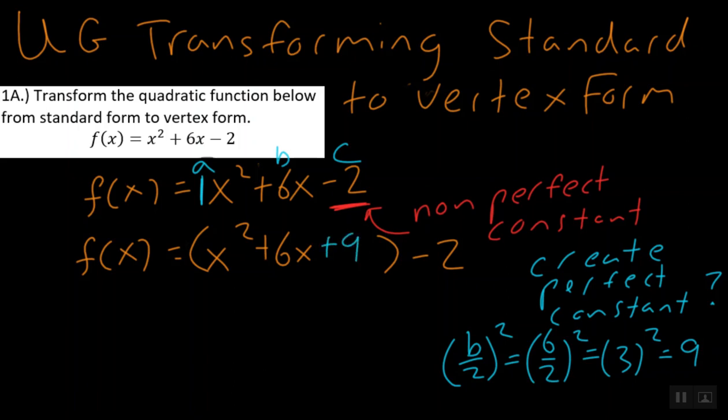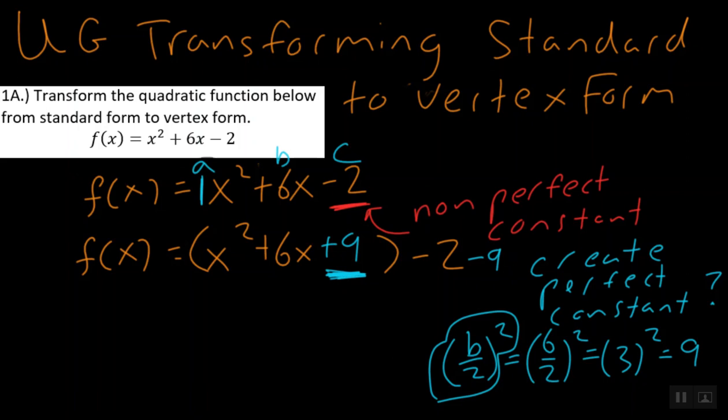So that's our cool little trick. This is the thing that you have to memorize. b over 2 squared. But you can't just add a positive 9 out of nowhere. It's imbalancing the equation. So in order to counterbalance this positive 9 on the right hand side, we're actually going to add a negative 9. Okay, so that's kind of weird.